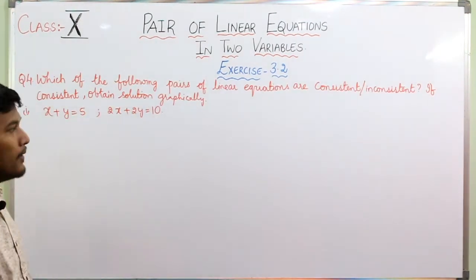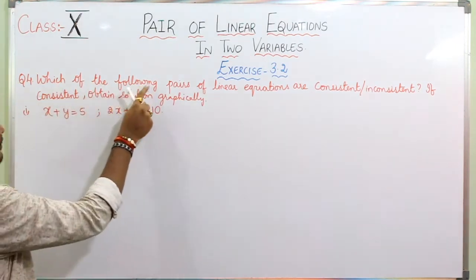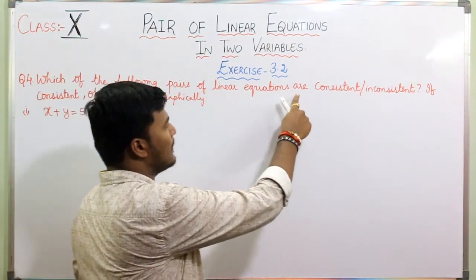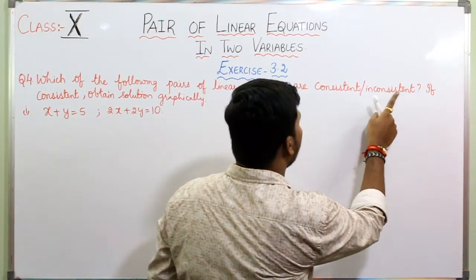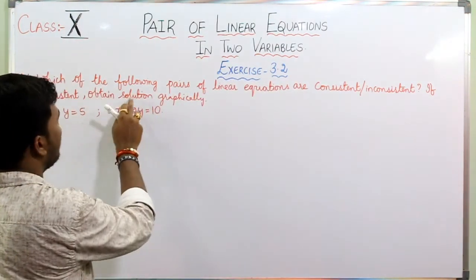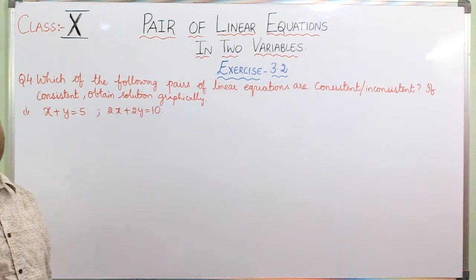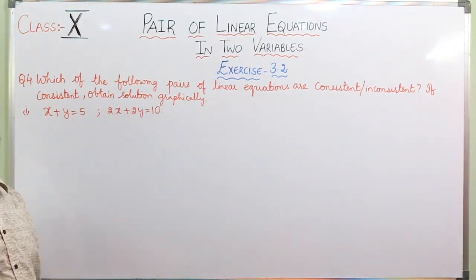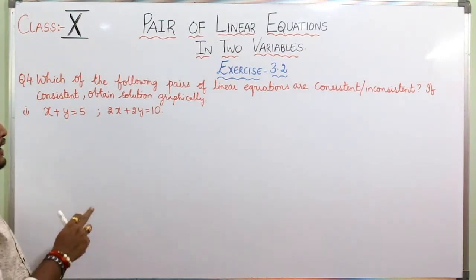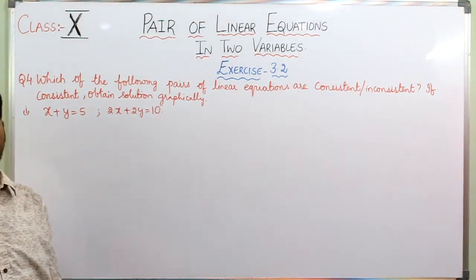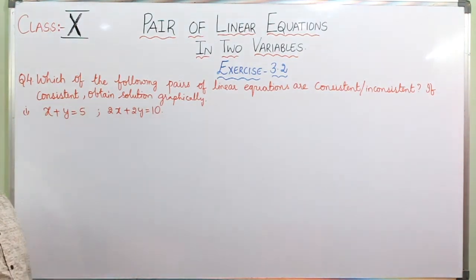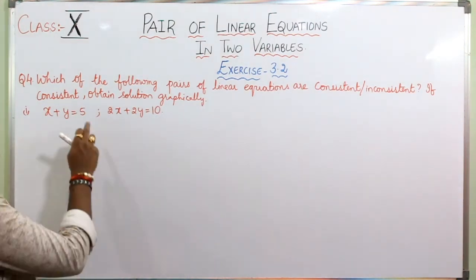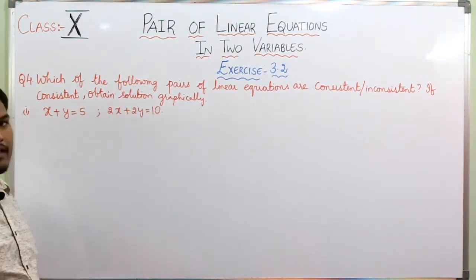Now the fourth problem, that is, which of the following pairs of linear equations are consistent or inconsistent? If consistent, obtain the solution graphically. So here we have to check whether the pair of linear equations is consistent or inconsistent. If they are consistent, then we have two types of solution, that is unique solution or infinitely many solutions. So if they have any solutions, we have to obtain the solutions graphically.